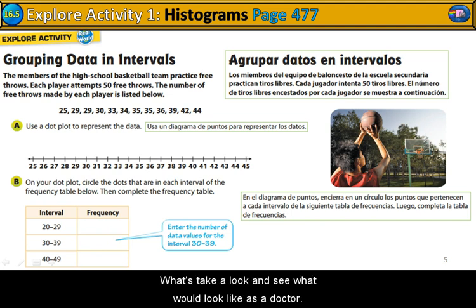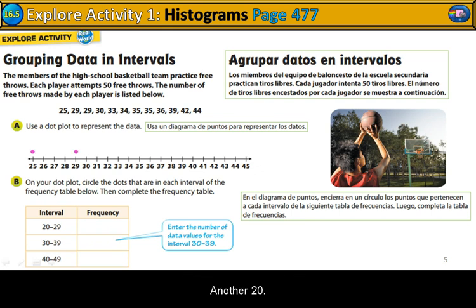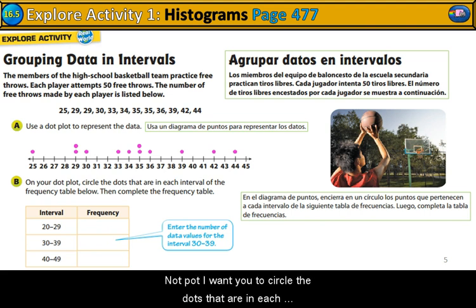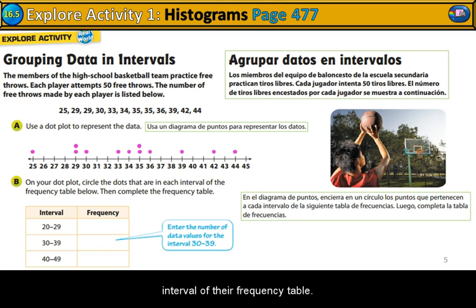Let's take a look and see what it would look like as a dot plot. Let's plot these values of the basketball players' free throw numbers. We see a 25, 29, another 29, 30, 33, 34, 35, 35, 36, 39, 42, and 44. On the dot plot, I want you to circle the dots that are in each interval of the frequency table below. Then complete the frequency table.